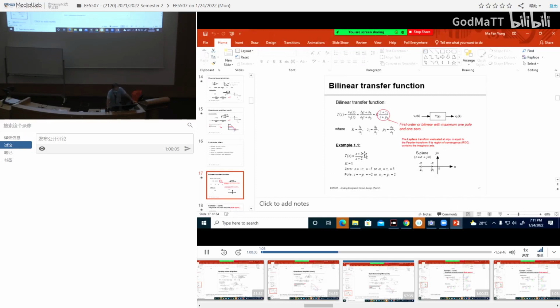Simple example, 1 zero, 1 pole. The zero is at -5, and the pole is at -2. So you plot it on the S-domain plane, real, imaginary, 1 pole at -2, 1 zero at -5.